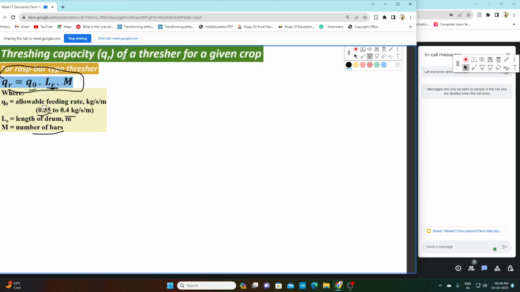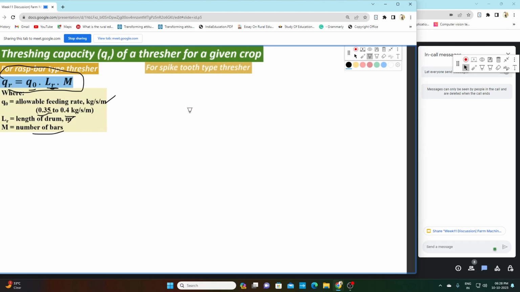What is Q naught? Q naught is the allowable feeding rate in kg per second per meter. Whenever we multiply this meter with the length of the drum, the meter gets cancelled out. So we are only left with kg per second, because M is the number of bars, which does not have any unit. So you will get the threshing capacity for a given crop for a rasp bar type thresher, QR equals Q naught into LR into M, QR in kg per second.